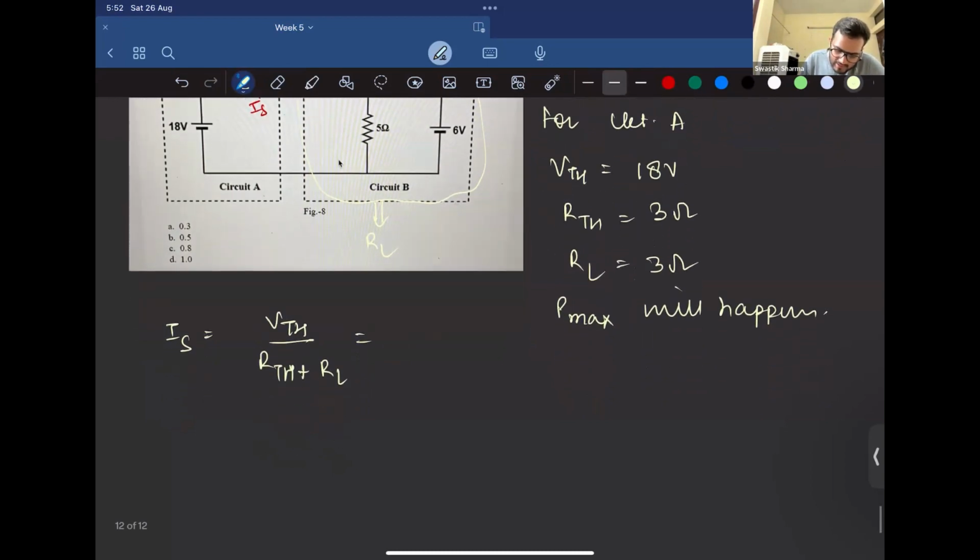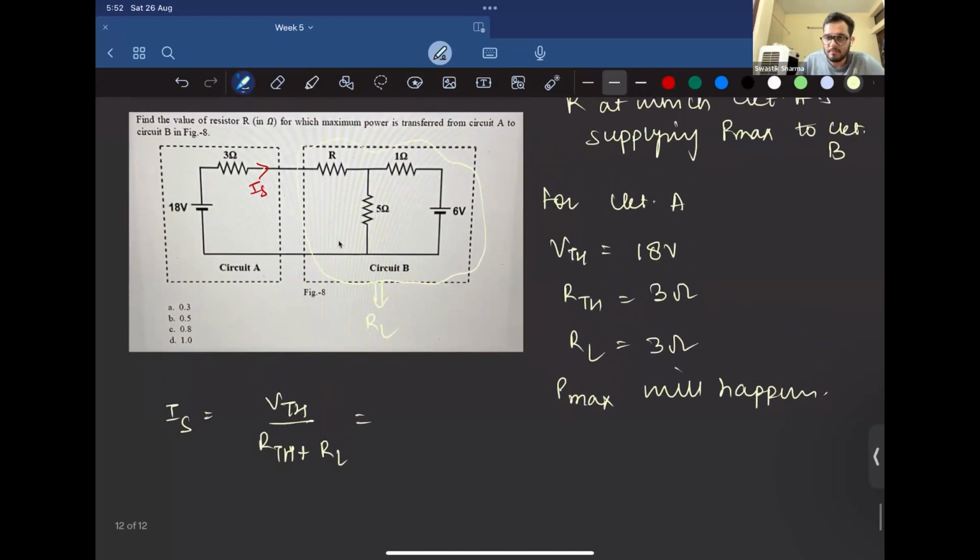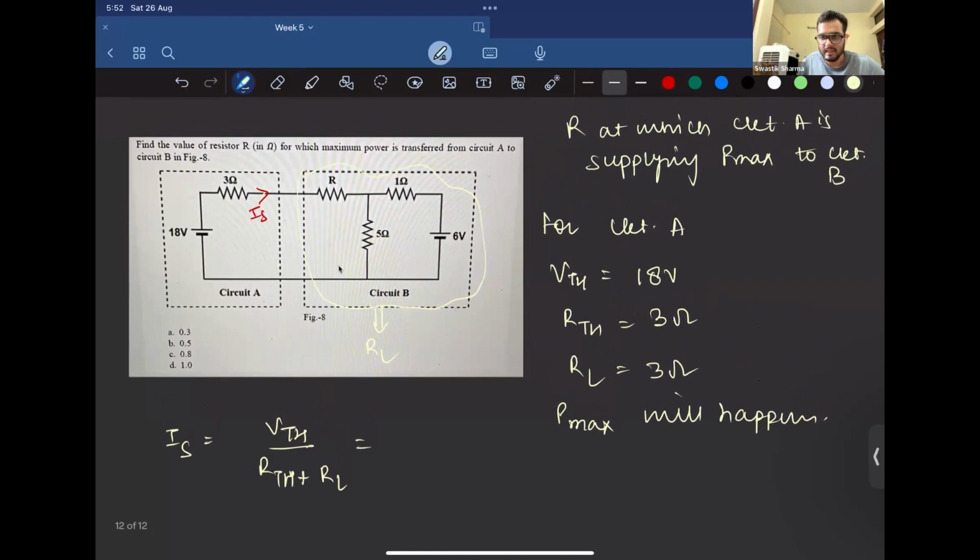And what I just did, I represented circuit B by some resistance RL, right? For circuit A to supply maximum power, that RL must be equal to RTH, right? So IS, the current coming out from that circuit A would be nothing but 8 upon 6, which is 3 ampere.